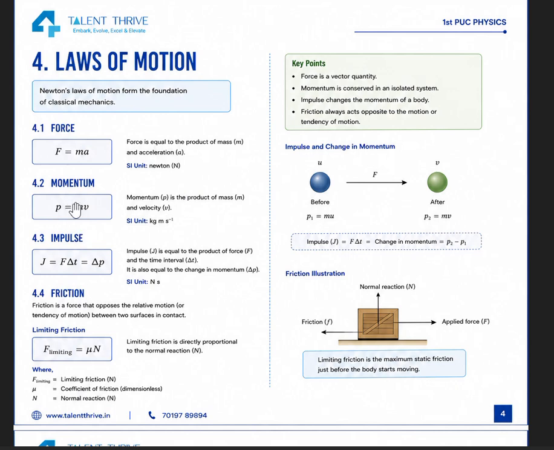Moving to the next concept, which is momentum: the product of mass and velocity is momentum. So what is the SI unit of momentum? The SI unit of momentum would be kg meter per second, as mass is in kg and velocity would be meter per second, because velocity has that particular definition, distance by time. Based on that, you give the SI units.